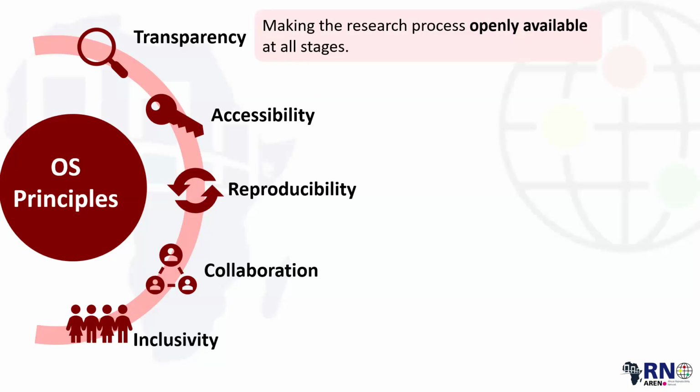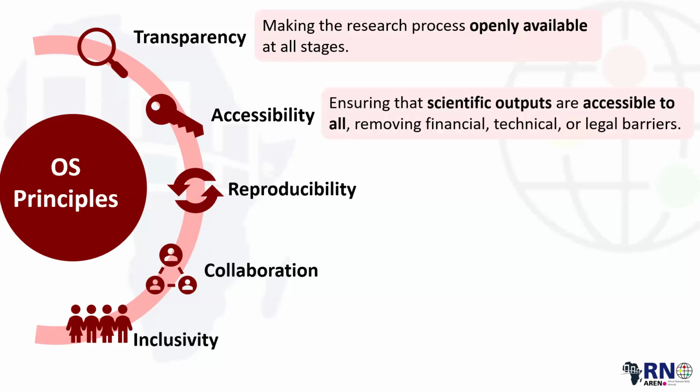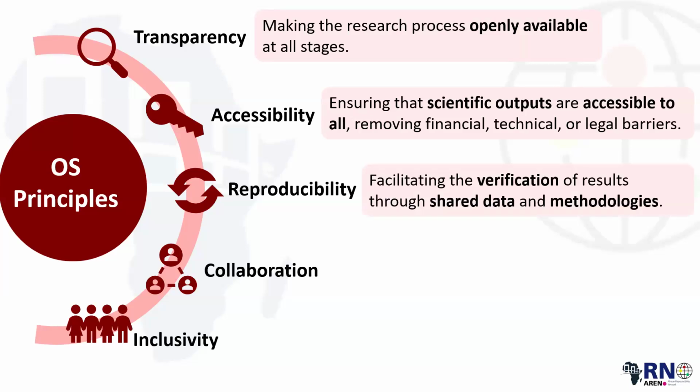Then we have, of course, accessibility. And this is about making sure that scientific outputs are accessible to all, and removing any financial, technical, or legal barriers. As you can see, these things sort of intertwine. It's really difficult to separate them entirely from each other, but I tried my best to do that so that we could have a broader understanding of open science.